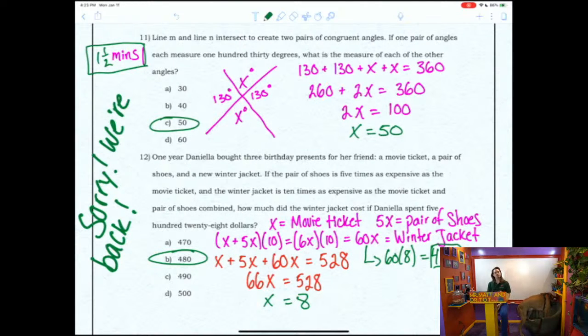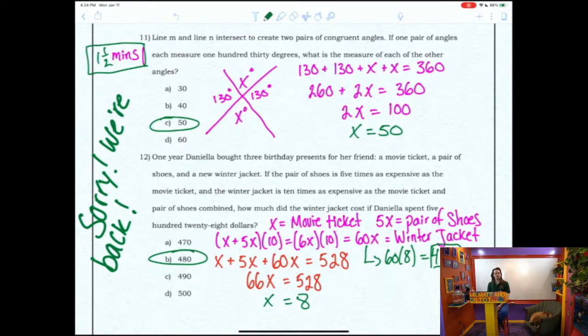Okay, so last two problems for number 11. If one pair of the angles each measure 130 degrees, then we know that two of them have measures of 130 degrees and the other two have to be congruent, so we can use the same variable to represent their angular measure. So we can say that 130 plus 130 plus x plus x degrees has to be equal to 360.